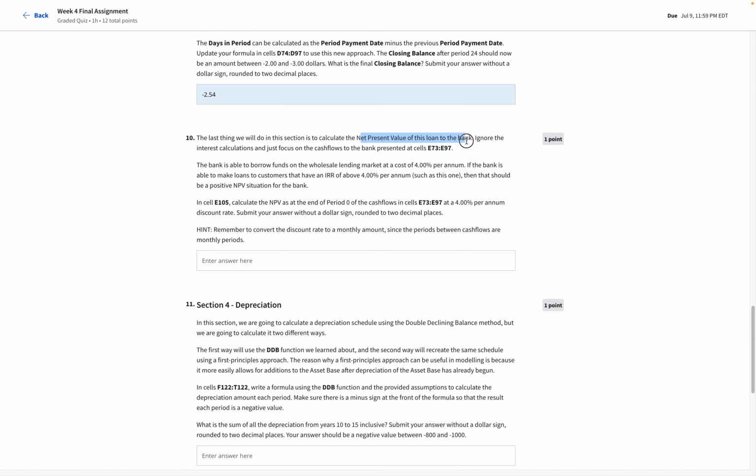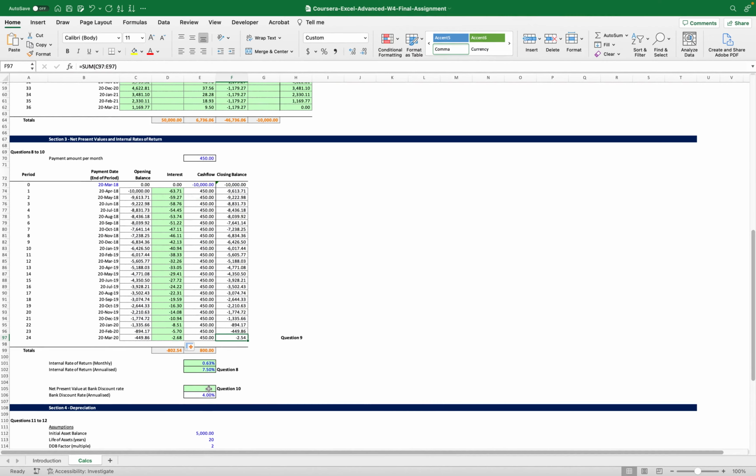Now they want us to calculate the net present value of the loan. And so we'll calculate the net present value. They want us to use 4%. And they're giving us a hint to convert this rate to a monthly rate. Thankfully, Excel has a formula. So the rate that they're giving us now is 4%. We have to divide by 12. And then the value of all of our cash flows.